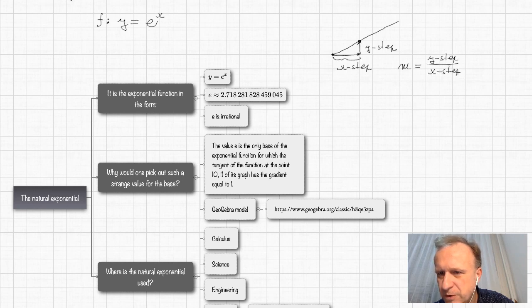So this is just to review this concept of gradient. What is the gradient of this line? The gradient of this line is 1 divided by 2. So the gradient of this particular line is 1/2.